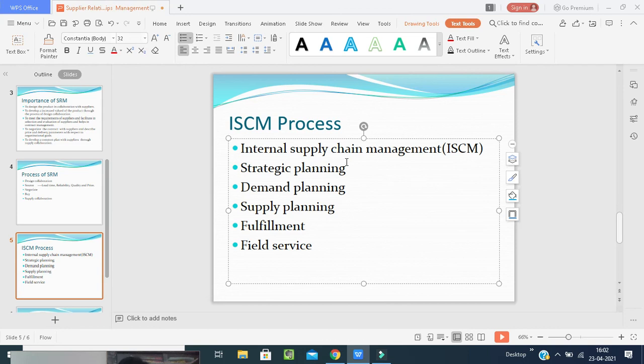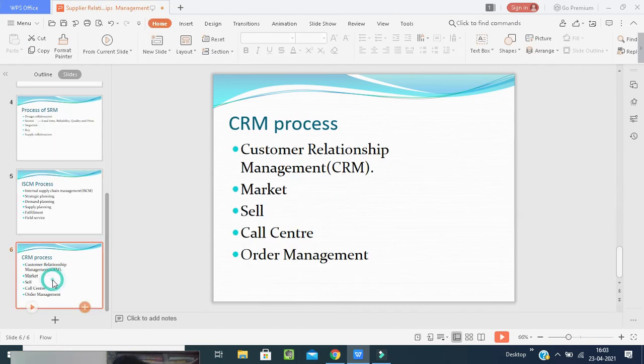Next, CRM, customer relationship management. In this, customer relationship management tells about how the market should be, how it should sell, how the call center should be, and how the order management should be. All these things will take place properly. That means market: what is the market value? What is the sell value? What is the call center? What is the order management?